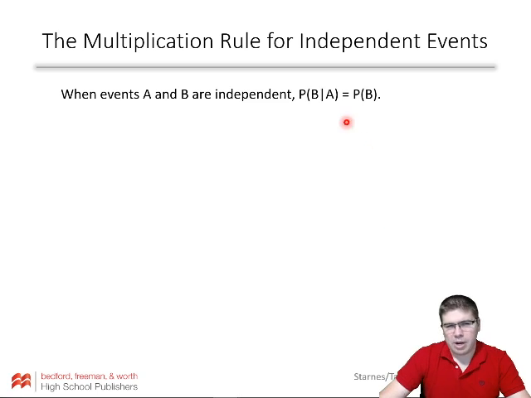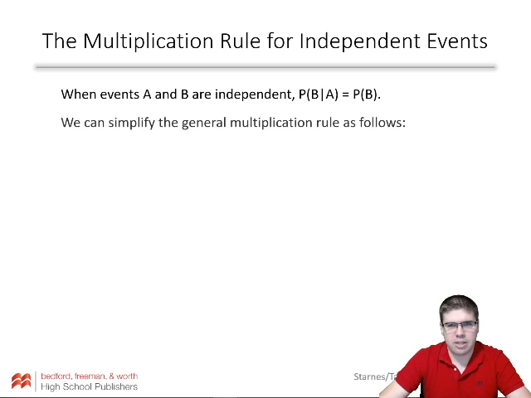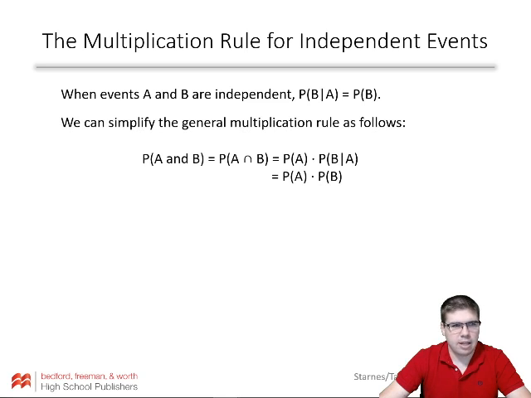What we have is if we're independent, the probability of B given A is the exact same thing as the probability of B. It doesn't matter that A happened. So we can simplify the general multiplication rule as follows. If this is our general multiplication rule, probability of A times the probability of B given A, if we're dealing with independent events, then we can just multiply by the probability of B. So probability of A times probability of B.